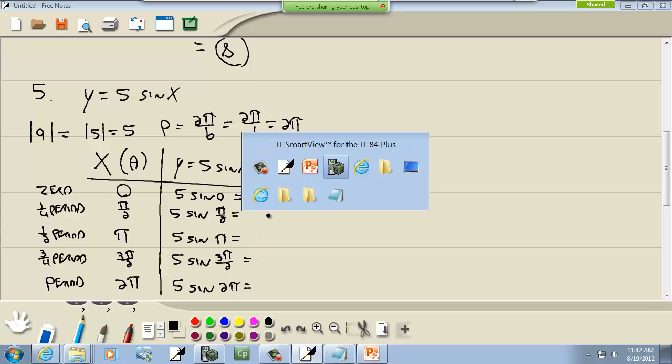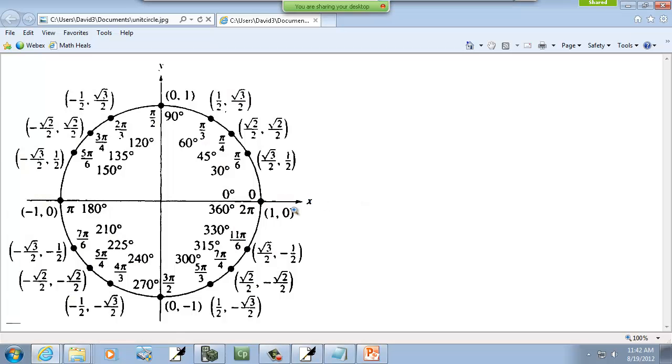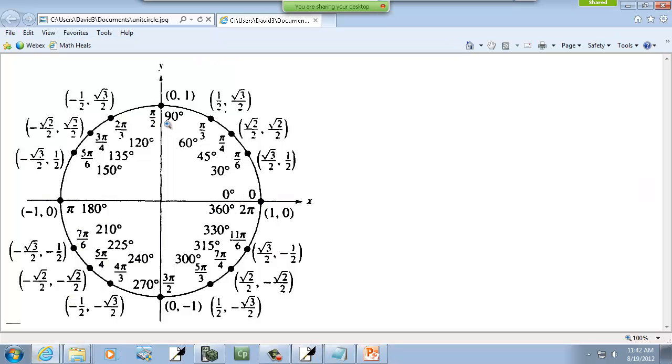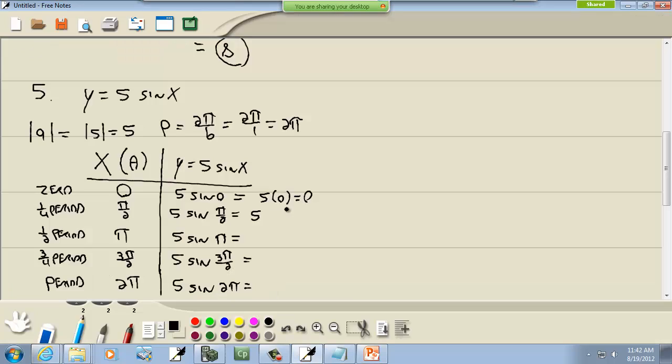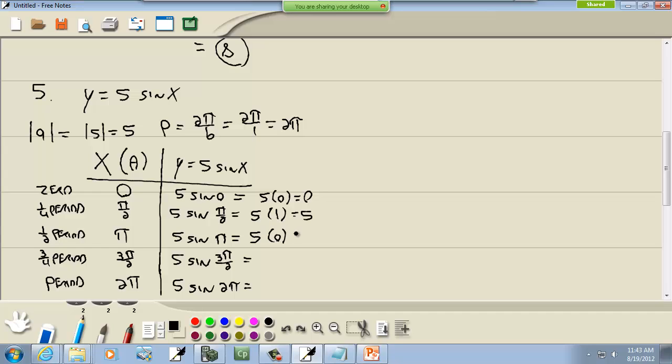Well, let's go look at our unit circle. Okay, so 0. We look at 0. Sine is our y part, which is 0. So this will be 5 times 0 or 0. At pi over 2, come up here to pi over 2. Sine is our y part, which is 1. So we got 5 times 1, which gives us 5. Here to pi, sine, which is our y part, is back down to 0. Here, sine 3 pi over 2 is negative 1, which gives us negative 5. And the sine of 2 pi is 0, which gives us 0.